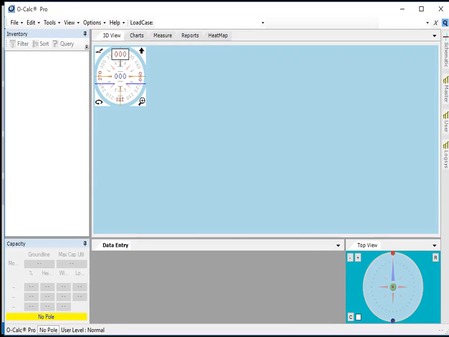So the question comes up every now and again as to why the heck is everything in O-Calc called PPL? Does it have to do with PPL Corporation, PPL Utilities? And the answer is no, actually.